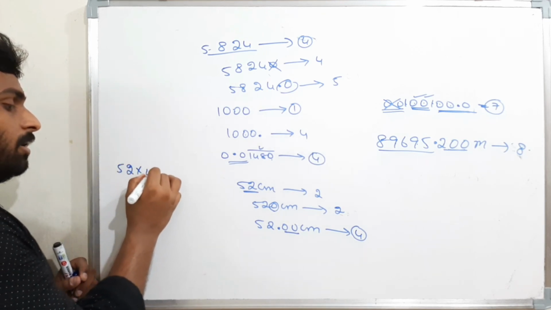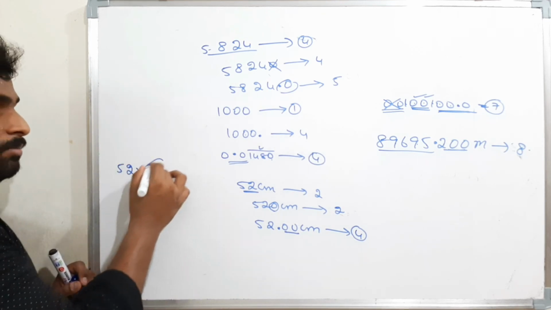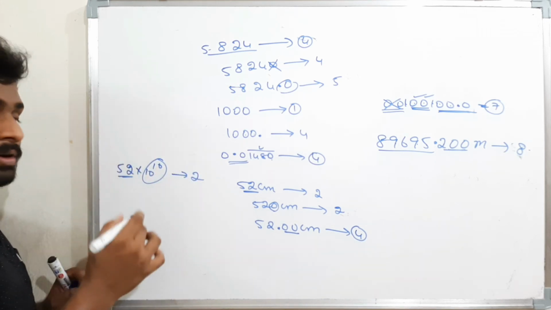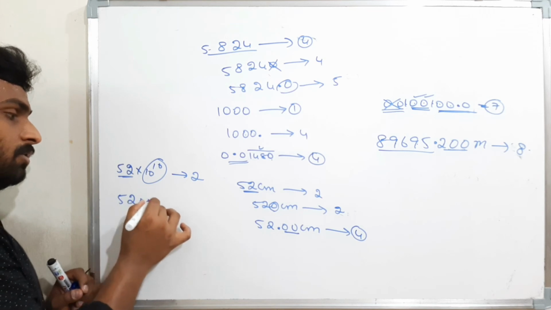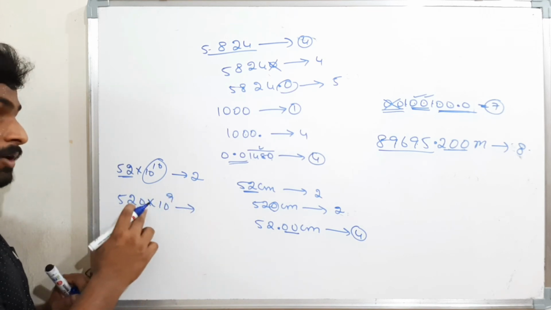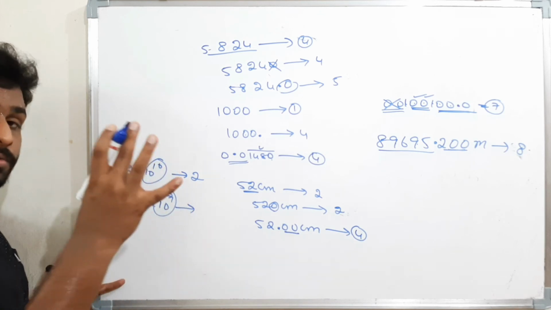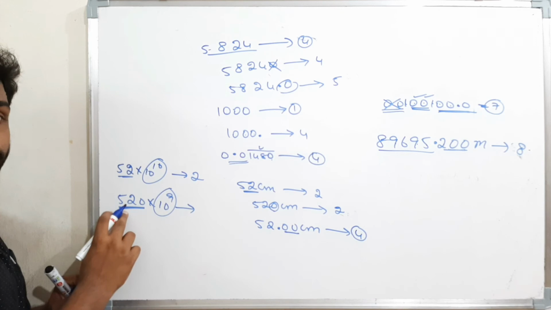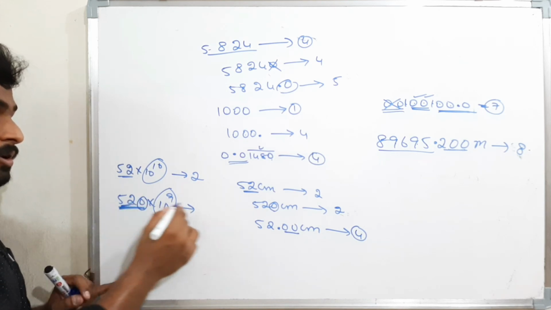52 into 10 power 10. How many significant figures are there? This 10 power 10 has no significant figures. Therefore 52, only 2 significant figures. 520 into 10 power 9. How many significant figures are there? This 10 power 9 has no significant figures. Therefore 520 means how many significant figures? 0 is not counted. Therefore only 2.